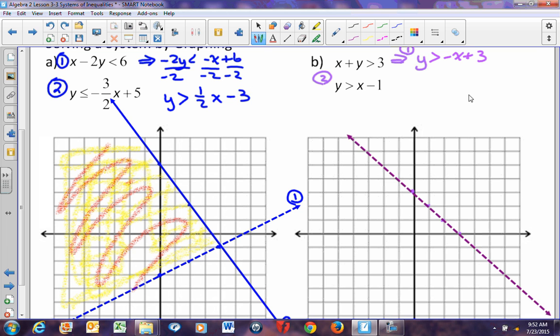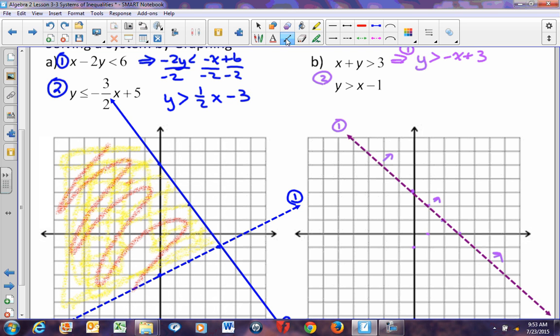So this is equation number 1. Oh, wait. First of all, this is a greater than, so we would shade above it. I'm going to just tell you I would shade this way. I like little arrows because it's easier. Second inequality, y is greater than x minus 1, so go down 1. It's up 1 over 1, up 1 over 1.